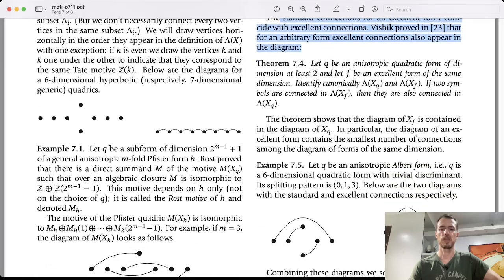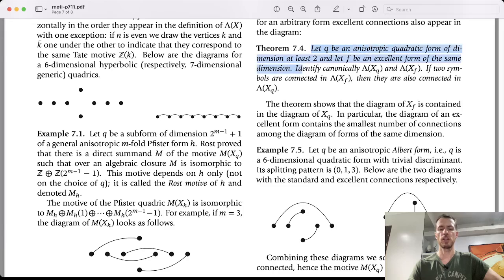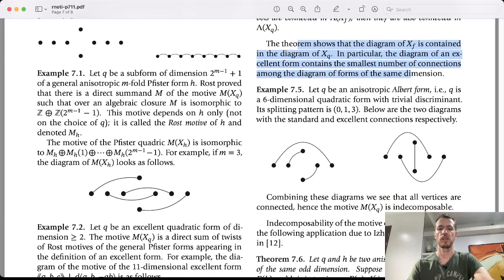Theorem. Let Q be an anisotropic quadratic form of dimension at least 2, and let F be an excellent form of the same dimension. Identify canonically Λ(X_Q) and Λ(X_F). If two symbols are connected in Λ(X_F), then they are also connected in Λ(X_Q). The theorem shows that the diagram of X_F is contained in the diagram of X_Q. In particular, the diagram of an excellent form contains the smallest number of connections among the diagrams of forms of the same dimension.